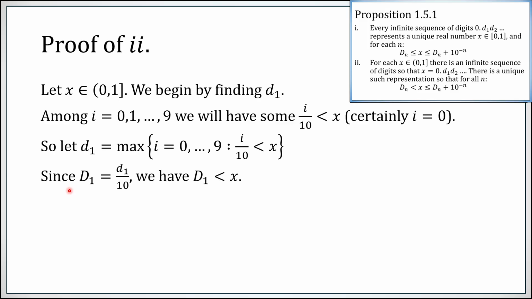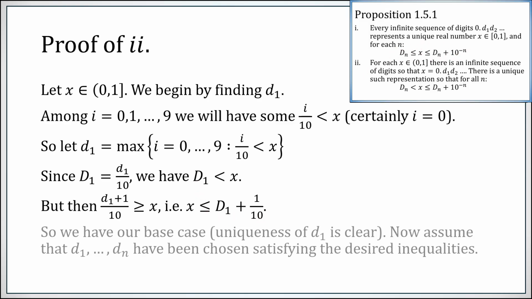Now, if I look at this truncation, we will simply have d1 over 10. By construction, d1 over 10 is less than x. But since it was the biggest numerator over 10 to be less than x, if you add 1 to it, that would be bigger than or equal to x. Now, d1 over 10 is just capital D1, and then you have a 1 over 10 here. So x is bigger than D1, but less than or equal to D1 plus 1 over 10, matching what we have here. Now we have a base case for our inductive procedure. Okay, the uniqueness of d1 is clear.